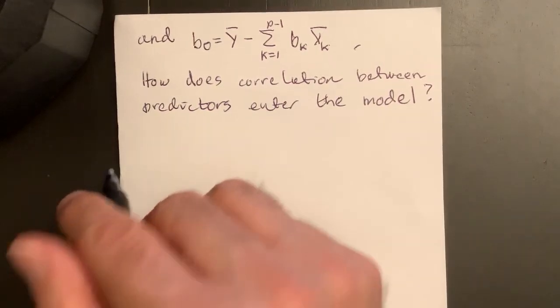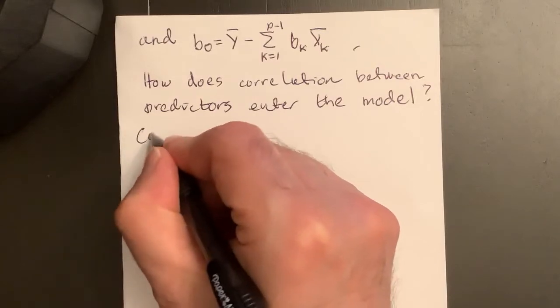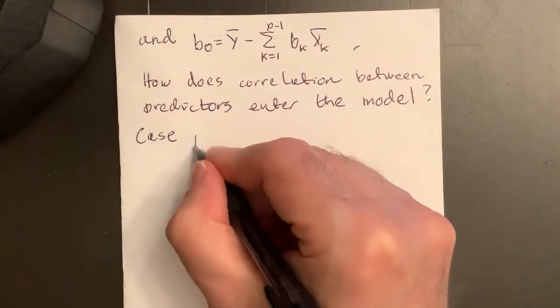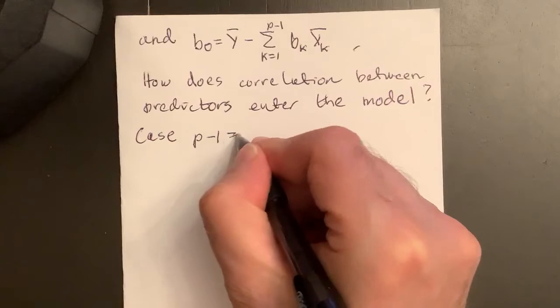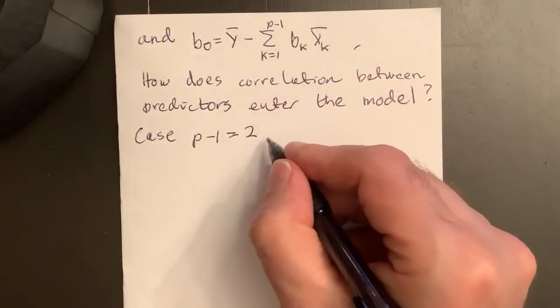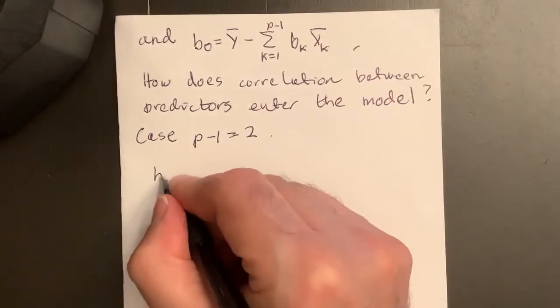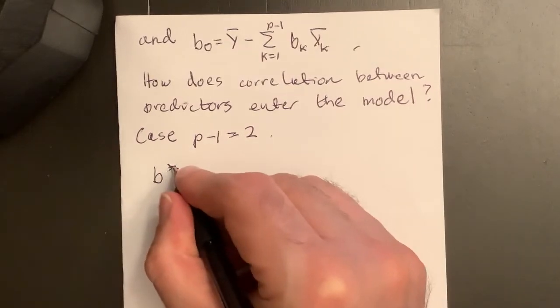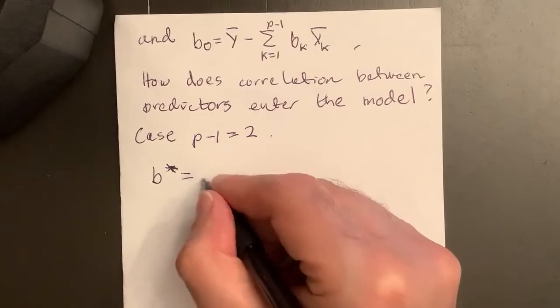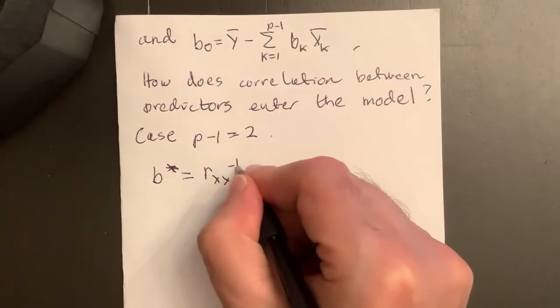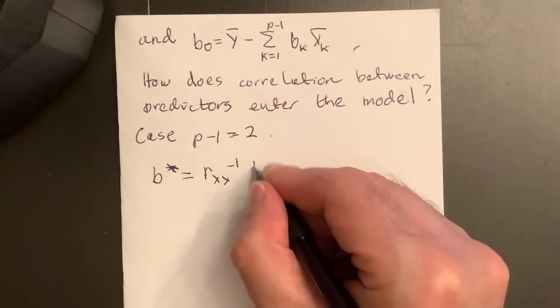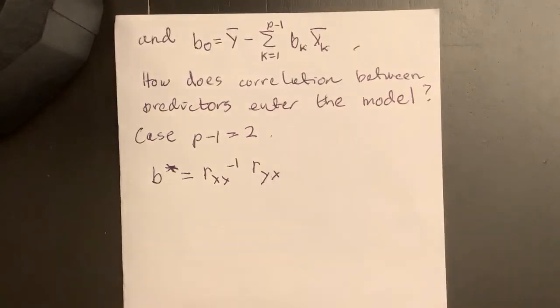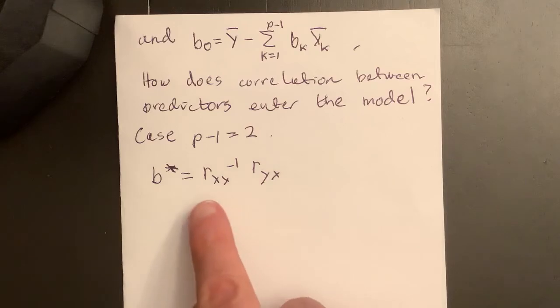But is there a way to understand correlation between predictors and the fitted model? So let's consider the case where p minus 1 equals 2, so I have two predictors. Then I have b star equal to R_xx inverse times R_yx. There are only two predictors.